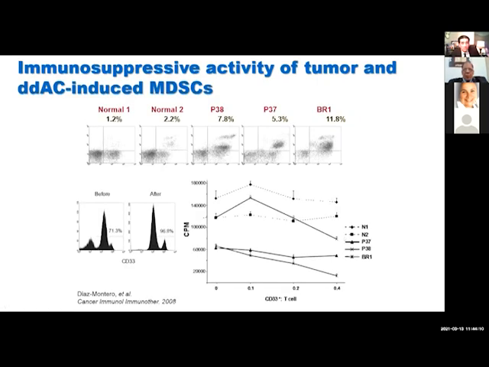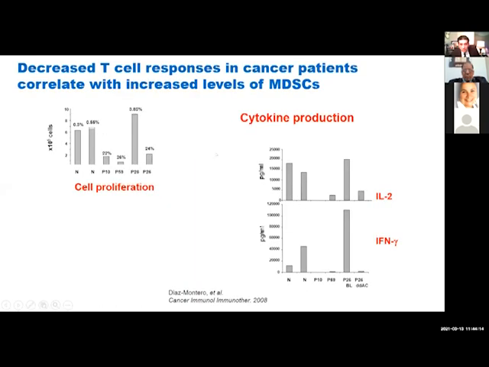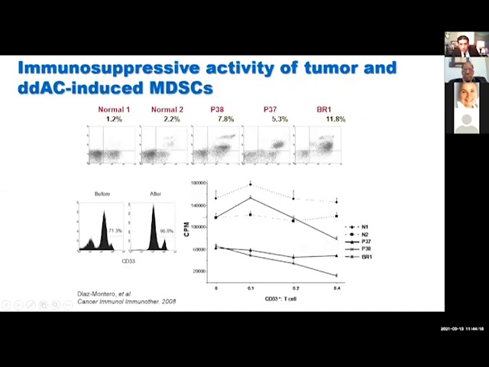Then we sorted these cells from unfractionated peripheral blood mononuclear cells. We normalized the number and co-cultured these cells with T cells activated with CD3, and we found that when we have a high number of cells, they suppress the T cells completely.